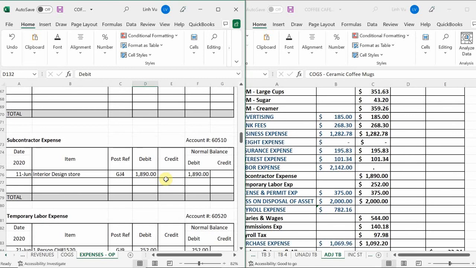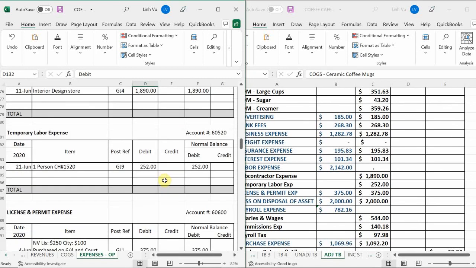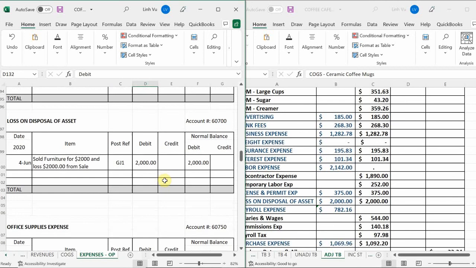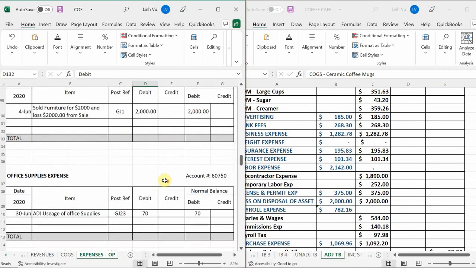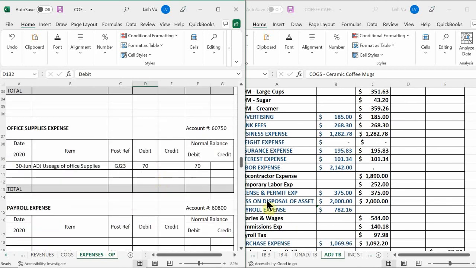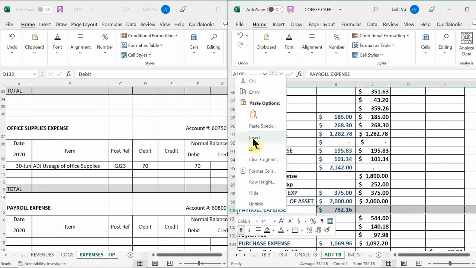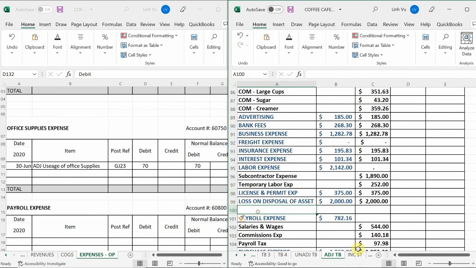Labor expense is still going to be $18.90 for the subcontractor and $252 for the temporary labor. License and permit still at $375. Loss on disposal of assets still $2,000. Oh, I have office supplies expense, so that's something I need to include now. Office supplies expense, for $70.